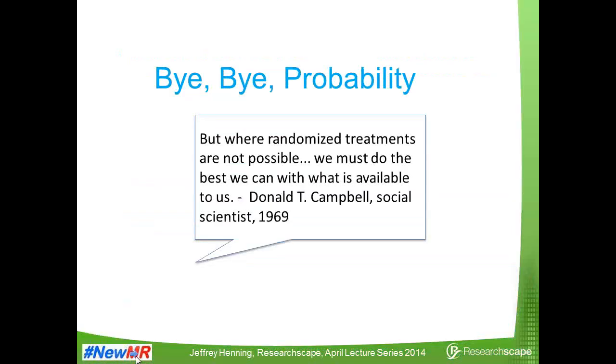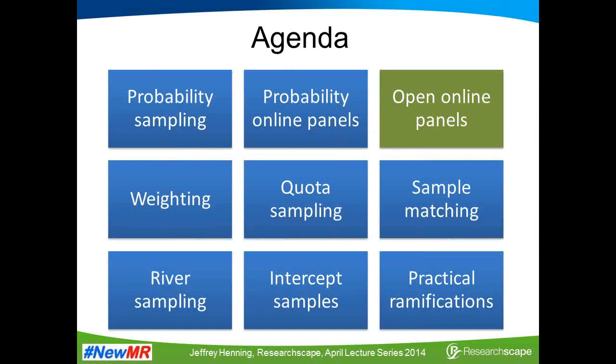So bye-bye probability. Can't afford to do an RDD probability survey, or the probability online panel. We either can't build one or it's too expensive to use. This is a great quote from Donald Campbell, a social scientist. He said, "Where randomized treatments are not possible, we must do the best we can with what is available to us." And so I'm going to talk about what the best is that's available to us.